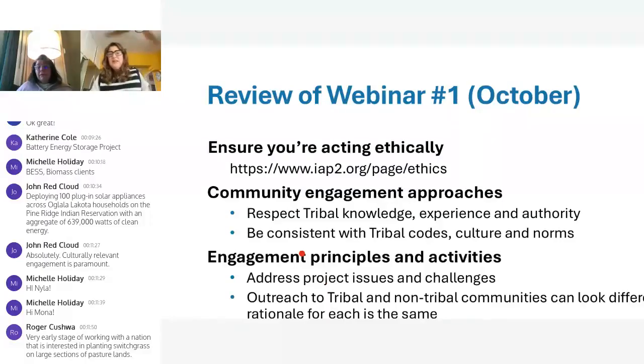And then finally, engagement principles and activities back here on the slide. So making sure that you're addressing project issues and challenges up front, rather than as you're halfway through the project. It's easy to get derailed. And then acknowledging that outreach to tribal communities and non-tribal communities can look very different. The rationale for reaching out is the same. The rationale for community engagement is the same. But the way that you reach out can be very, very different. And we're going to talk a lot about that in this webinar, about using different methods of communication based on who you're reaching out to. Michelle, anything I missed on this slide?